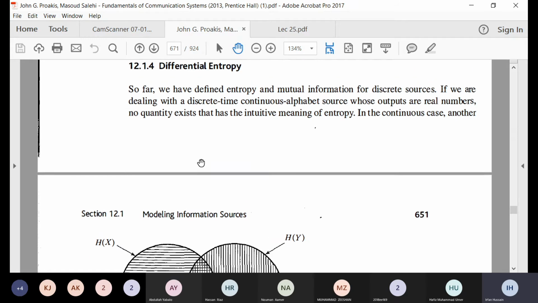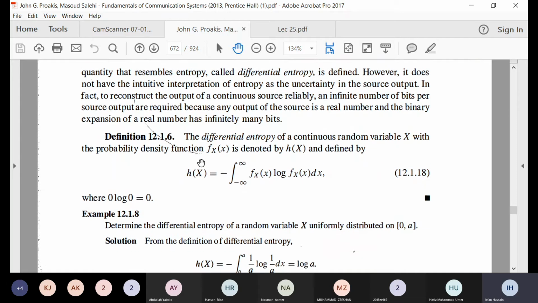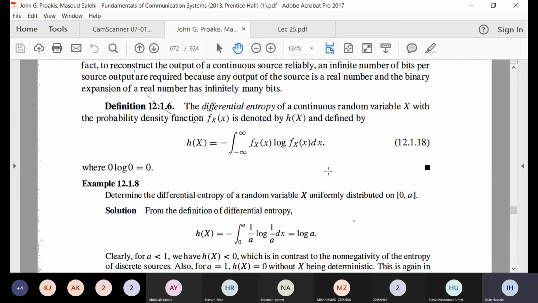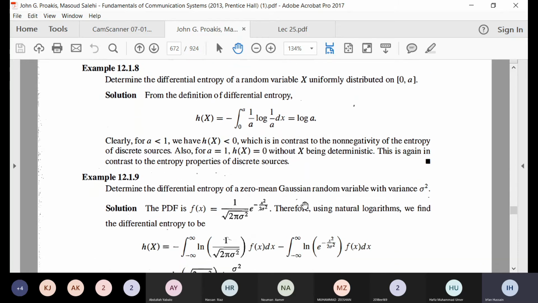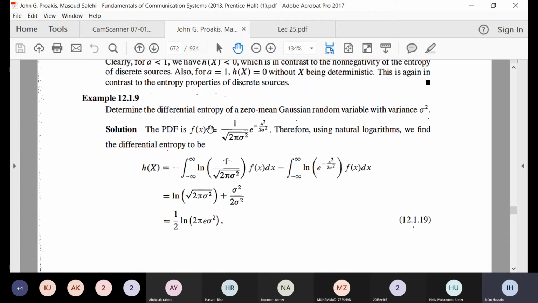Last thing is differential entropy, which is for continuous sources. For continuous sources you define it like this, because it is continuous: you have to have an integral instead of a summation. Rest of it remains the same. For example, if you have a uniform random variable from 0 to a, its PDF is 1 over a, and the entropy becomes log of a. You can check this. It is a little bit different from the entropy for discrete sources, but still defined in this manner.